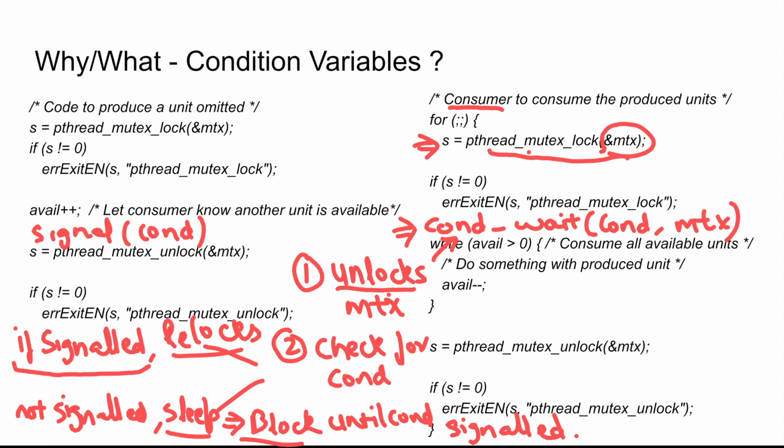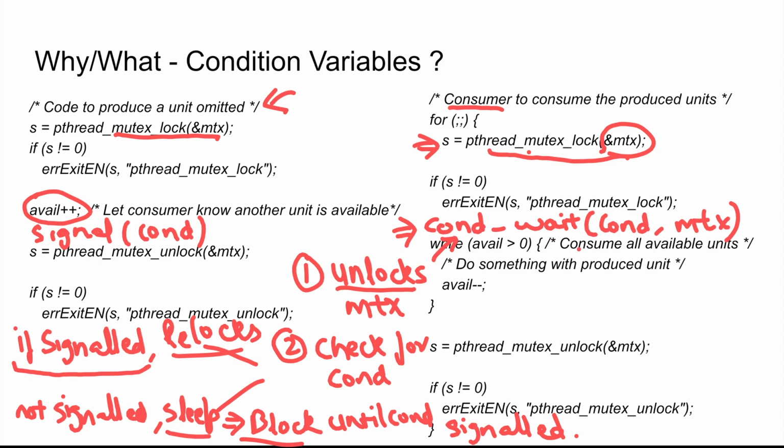Only once the mutex has been unlocked inside the condition wait call can the producer kick in, take the mutex and produce an available unit. If the mutex is not unlocked, the producer can never take the lock and produce a unit. So unlocking the mutex is an important step that happens inside the condition wait call atomically.